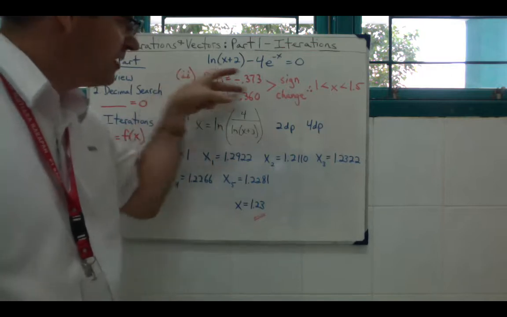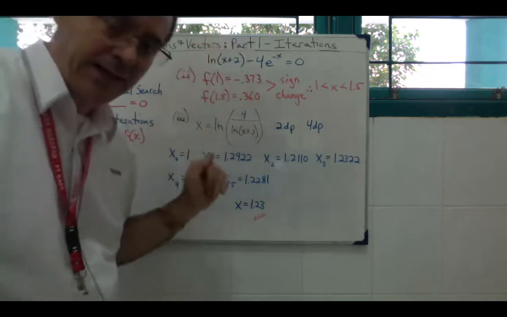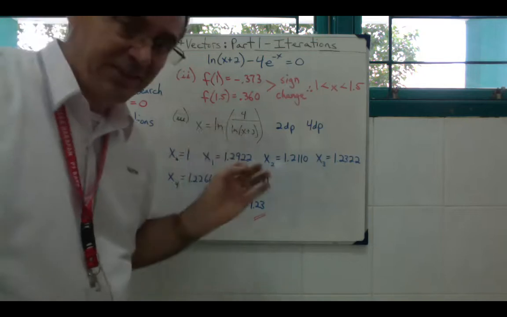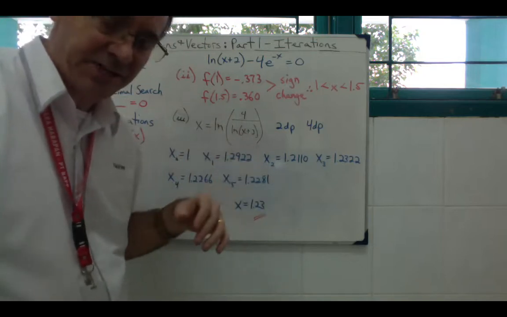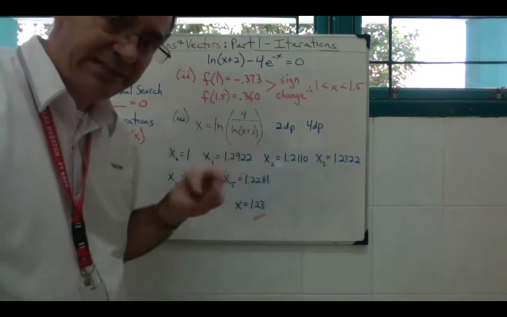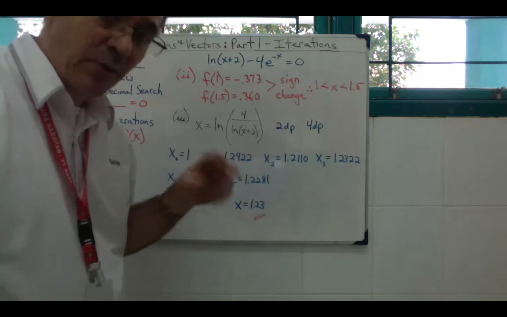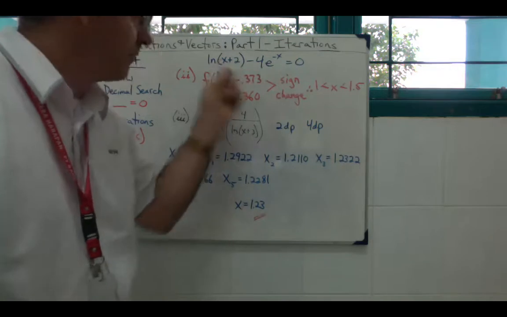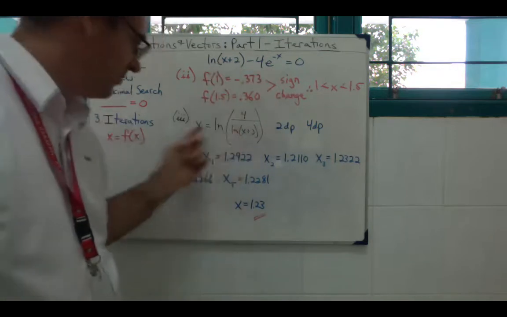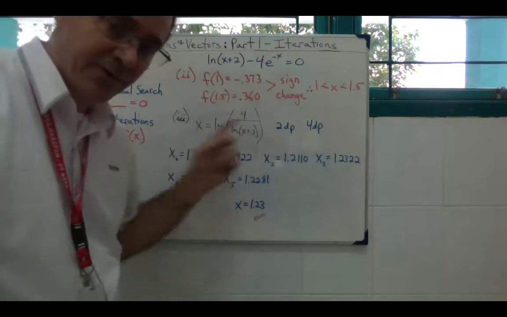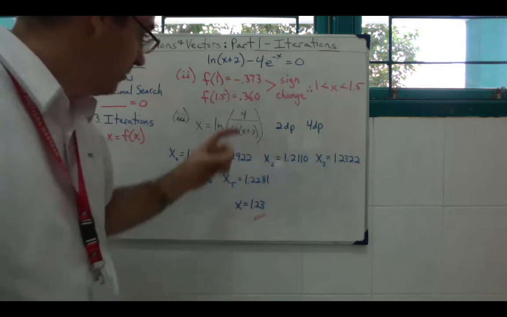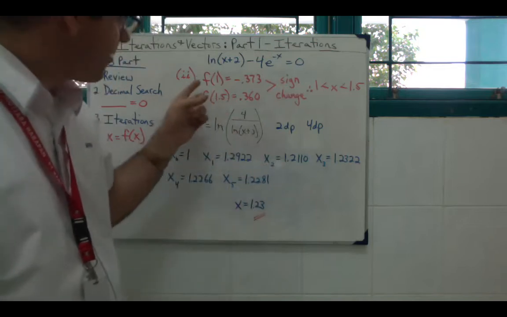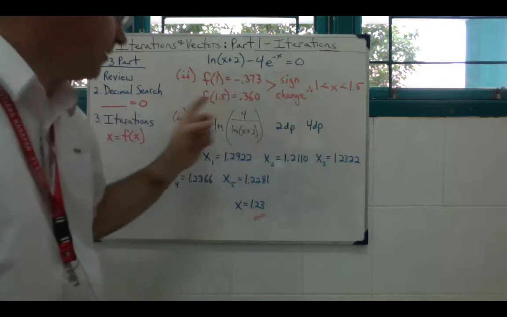You can do the decimal search from either one. Your numbers will be different, but you'll still get a sign change. And in the mark scheme, you might see two sets of numbers. One set of numbers is if you use the original as your plug-in point, and the other one is if you use the iterative formula as your plug-in point. So I think I used this one up here.